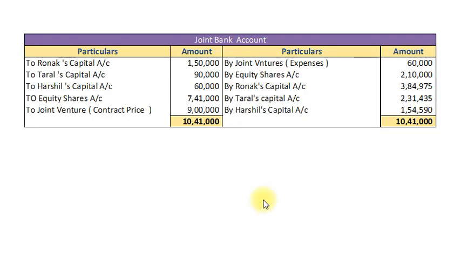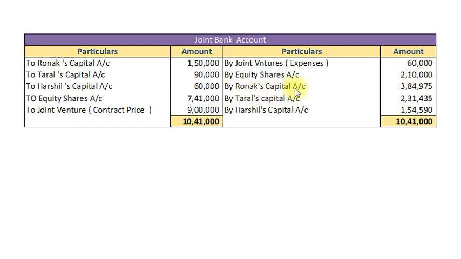Here we have prepared joint bank account. In joint bank account debit side we record Ronak's capital account 1,50,000, Taral capital account 90,000, Harshil capital account 60,000. This is nothing but their initial investment. Then on credit side we have recorded by joint venture. This is nothing but expenses paid from joint bank account. Then we have recorded by equity shares account. This is nothing but payment for purchase of equity shares 2,10,000.